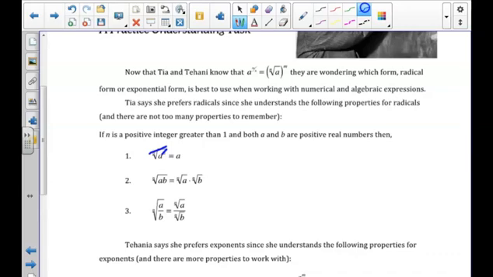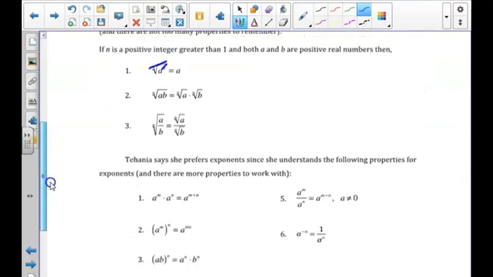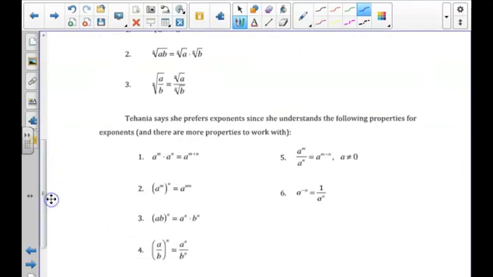In number 2, the nth root of a times b is equal to the nth root of a times the nth root of b. And in the third property of radicals, the nth root of a divided by b is equal to the nth root of a divided by the nth root of b. On the other hand, Tehani says she prefers exponents. Provided in your MVP booklet are the properties of exponents, which we began working with in Math 1, and we also started working with in Lesson 1 and 2 of this unit.